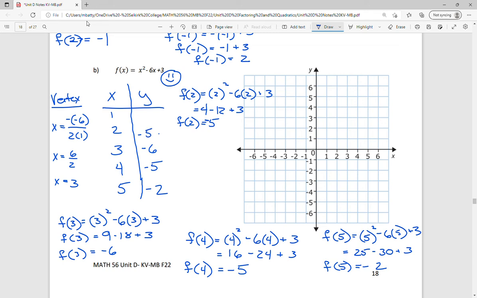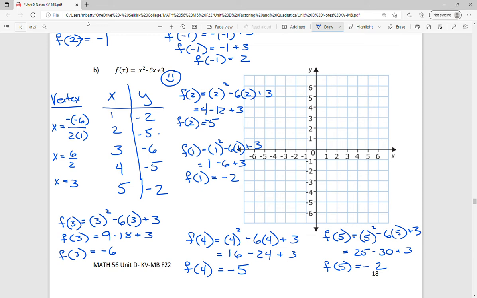And the last one, hopefully this one's easy. It's the smallest number that I get to sub in for x. I'd get 1 squared minus 6 times 1 plus 3. I get 1 minus 6 plus 3, or f at 1 equaling -2. So I've completed my chart. Only thing left to do is to graph these things.